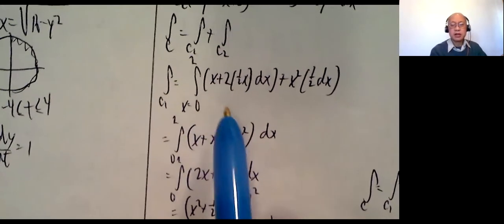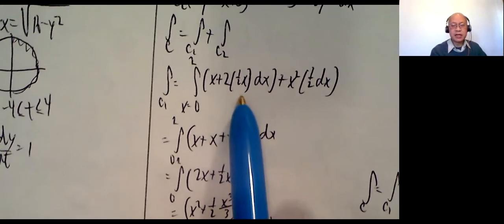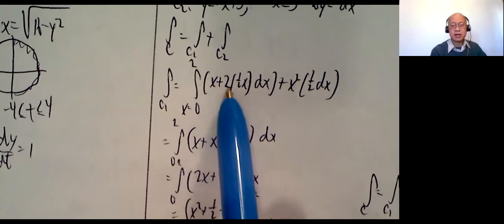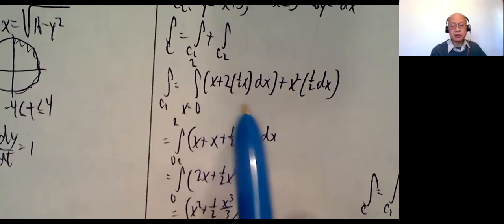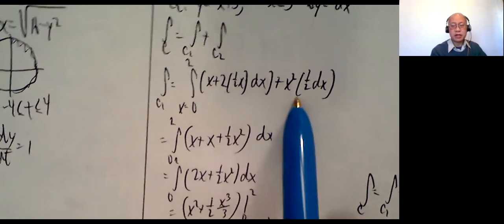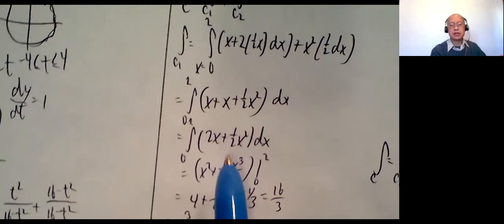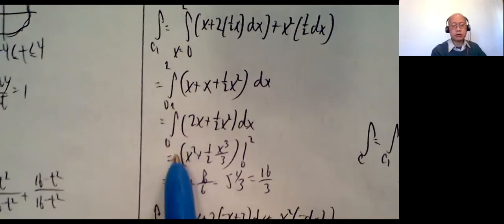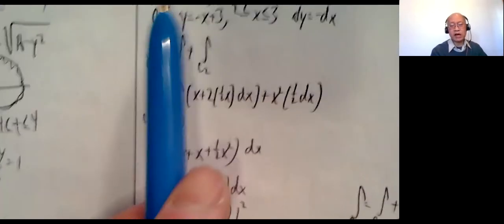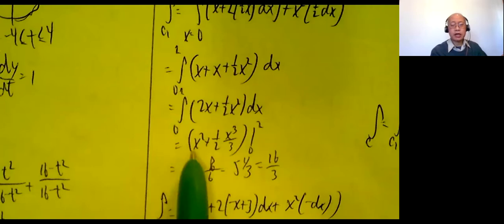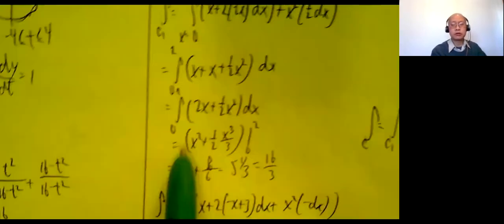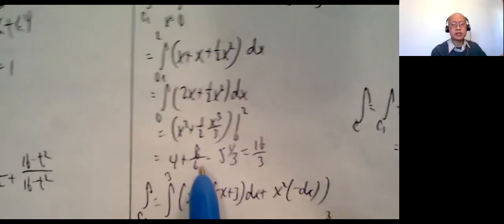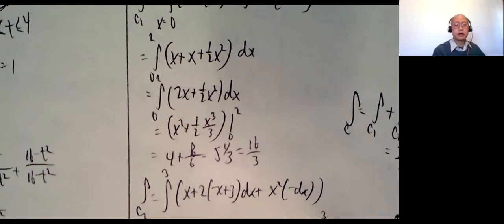Okay, so let's clean this up. That comes out to be x plus 1/2 x squared dx, right? There's x plus another x plus 1/2 x squared dx, or 2x plus 1/2 x squared dx, integrating as x goes from 0 to 2. I could integrate with respect to y, but we're more comfortable integrating with respect to x. So that comes out to be x squared plus 1/2 x cubed over 3 from 0 to 2. Plug in 0, you get 0. Plug in 2, 4 plus 8 over 6, which is 5 1/3, 16 over 3.